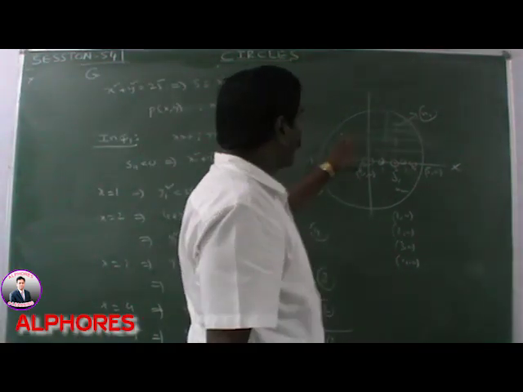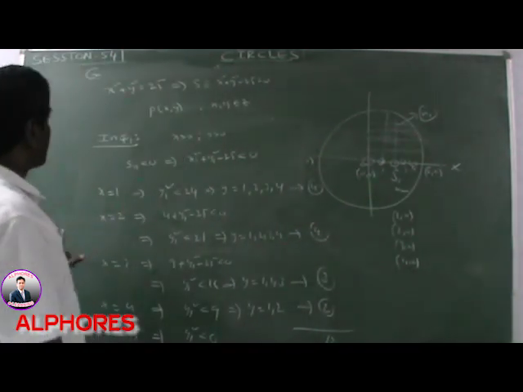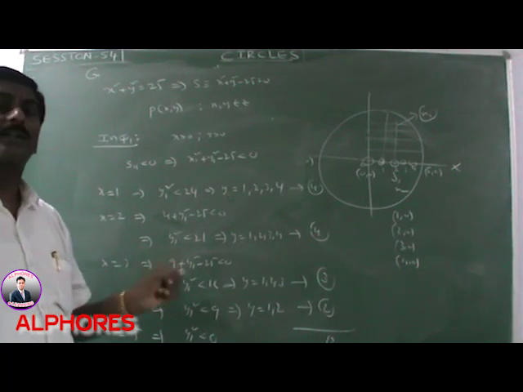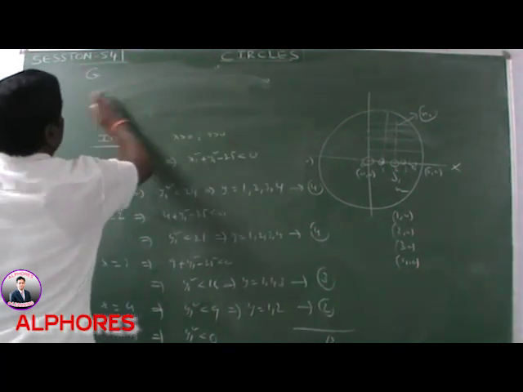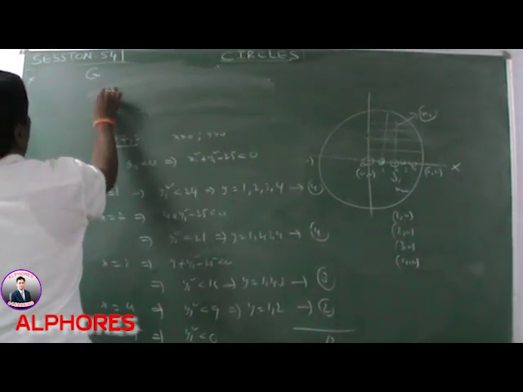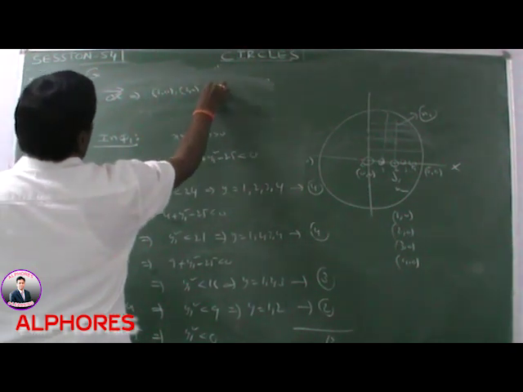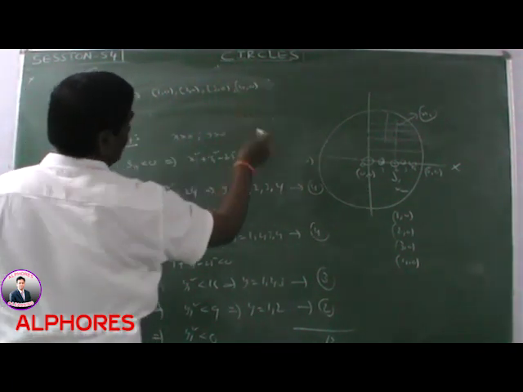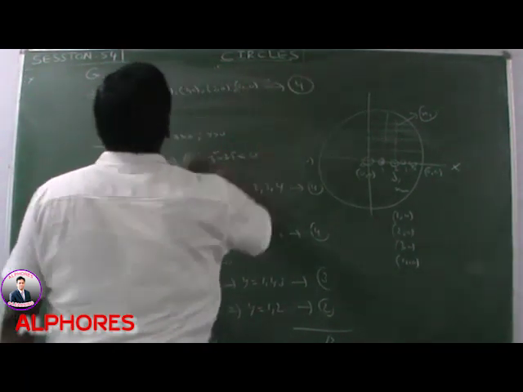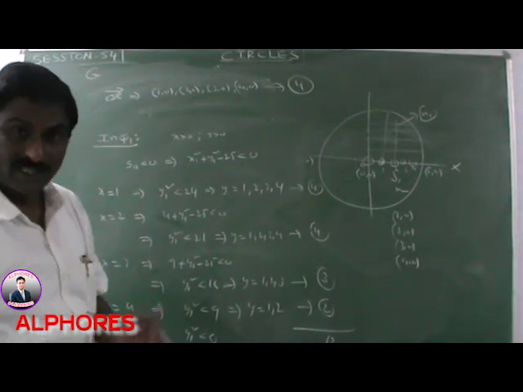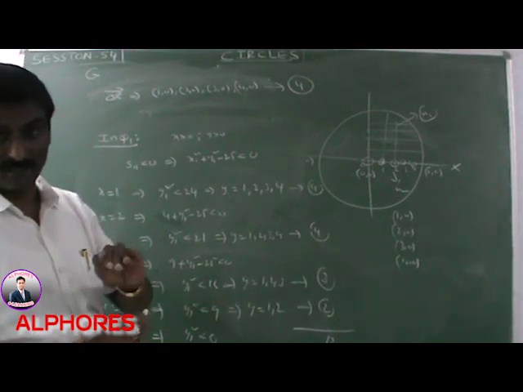In Q2 also 13, in Q3 also 13, Q4 also 13. Similarly, in Q2 we get 13 points, Q3 13 points, Q4 13 points. And on the positive x-axis, what are the points? On the positive x-axis, the possible coordinates are (1, 0), (2, 0), (3, 0), (4, 0). (5, 0) lies on the circle, does not lie inside of the circle. That means 4 possibilities. On the negative x-axis also 4 possibilities. On the positive y-axis also 4 possibilities, and the negative y-axis also 4 possibilities.